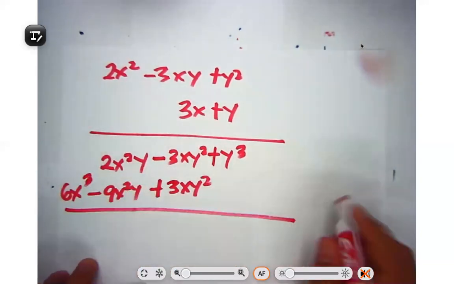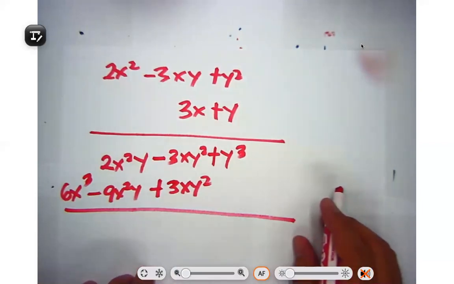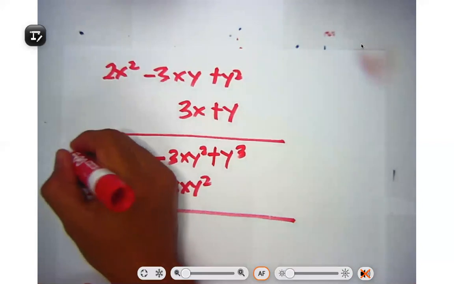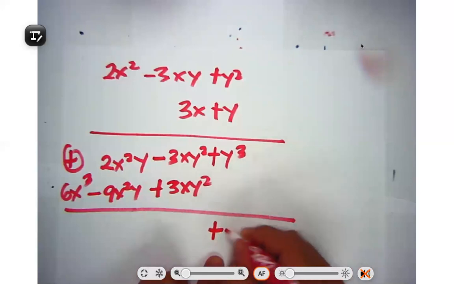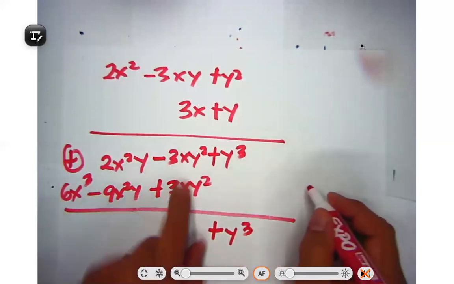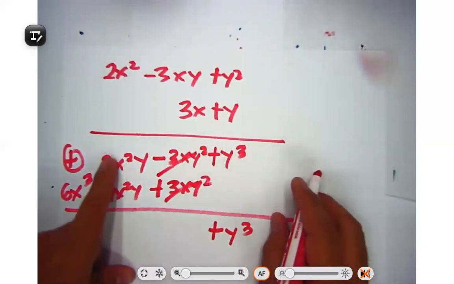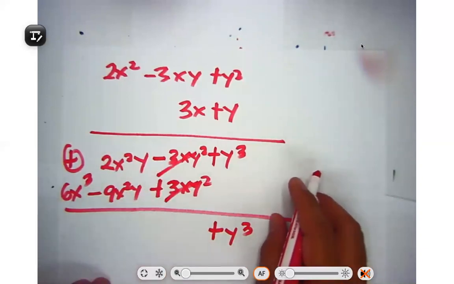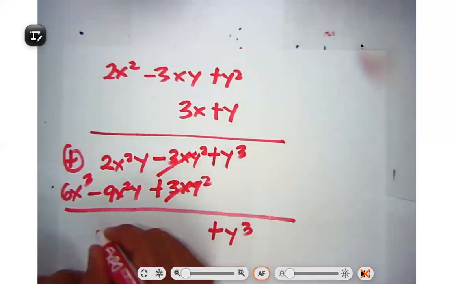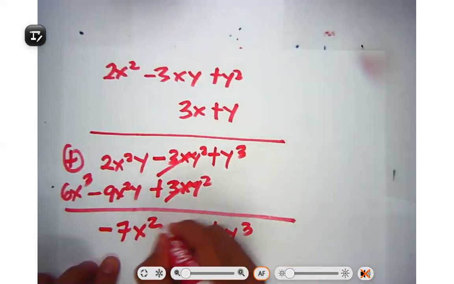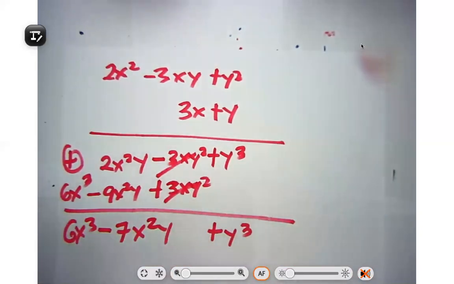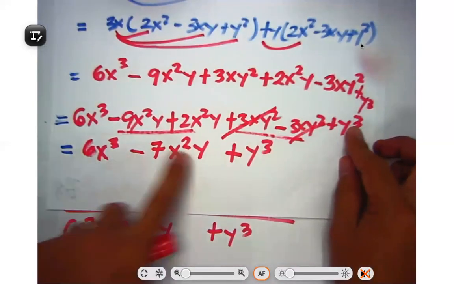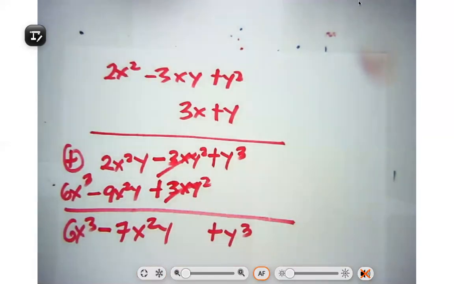And then finally, what comes next after multiplying term by term by distributive property? We add, right? So we start from here, plus y cubed. This is 0. 2x squared y plus negative 9x squared y: 2 plus negative 9 is negative 7x squared y. And then simply bring down 6x cubed. So that's the other approach. Let's check if we get the same answer. Yes, we get the same answer. So that's the other approach of multiplying polynomials.